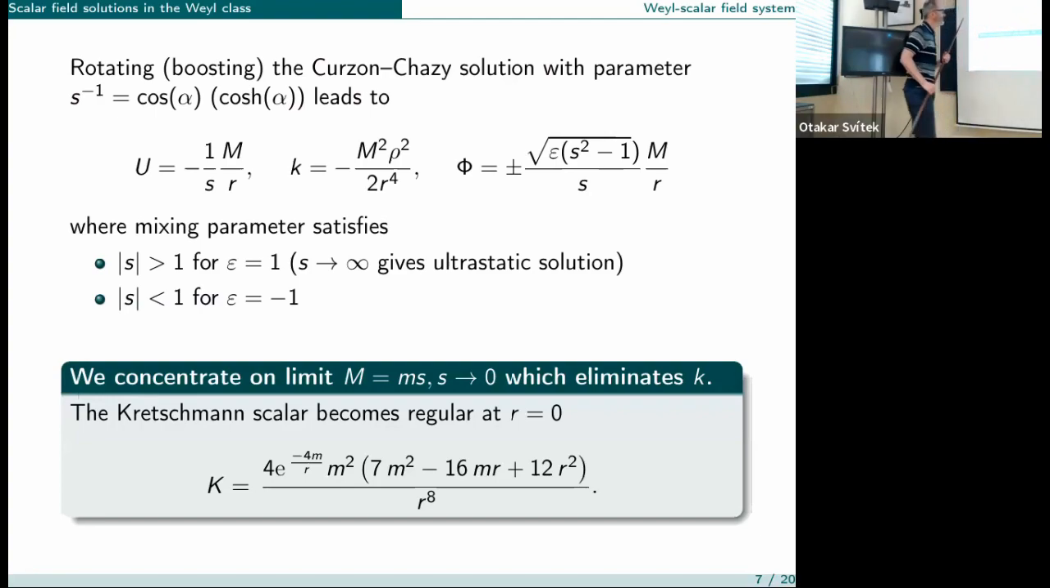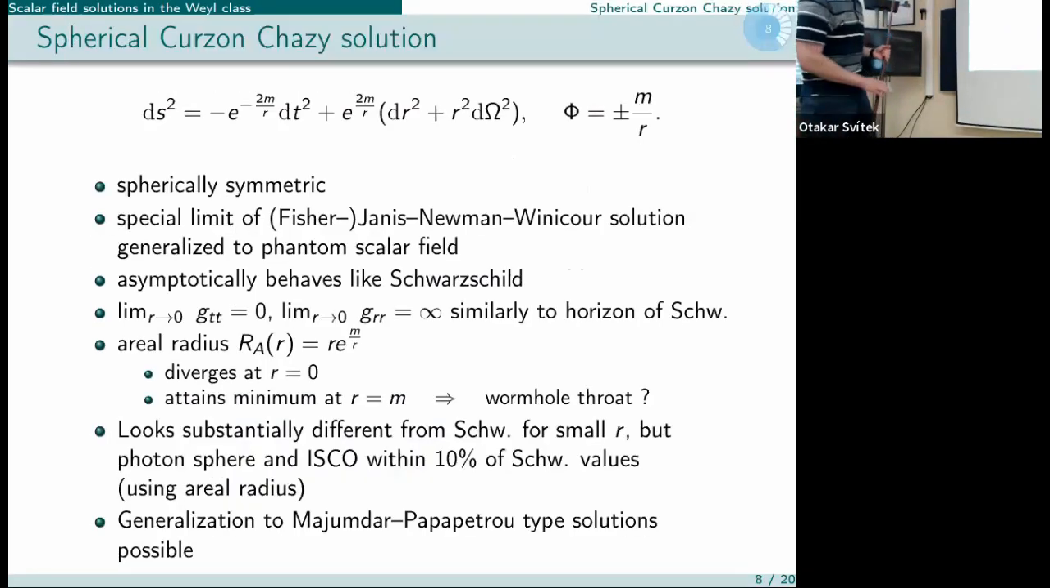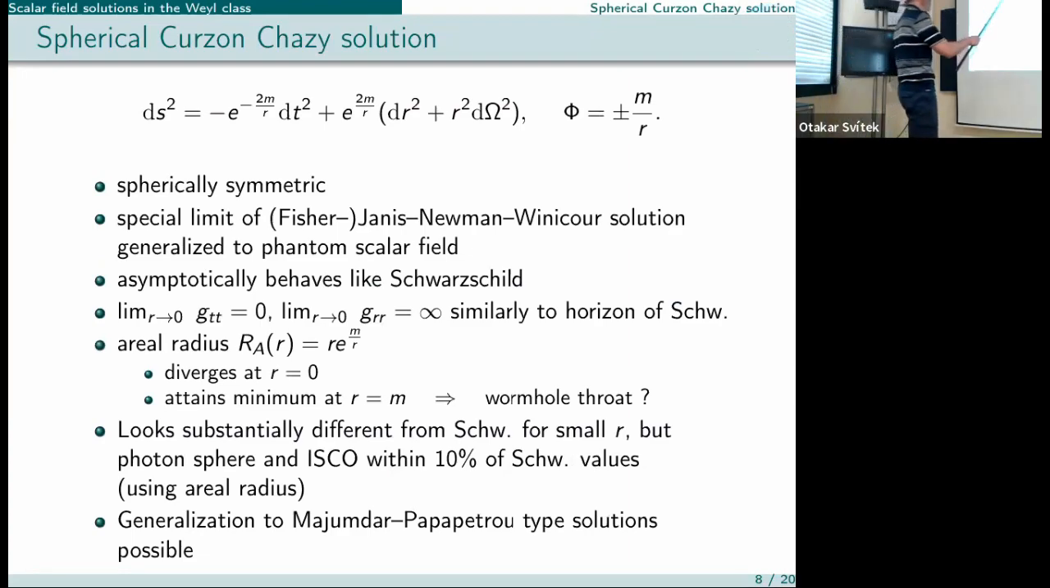What can we say? I will have it immediately. So the Kretschmann scalar becomes regular everywhere, and the line element looks like this. So we have a Newtonian-like scalar field, and then we have such a line element with these exponentials. So it is spherically symmetric.